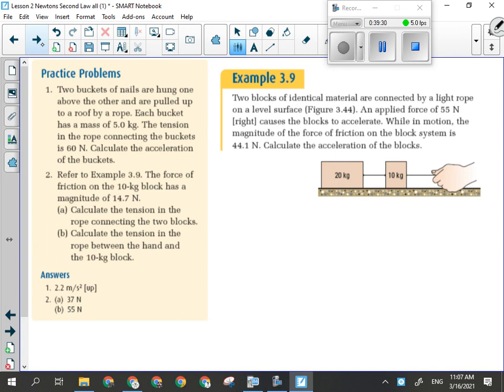So 10 kilogram block, magnitude of 14.7 newtons, okay? Is the friction that's acting on just the 10 kilogram block, okay? So what we're gonna have to do here is now break the system apart and deal with it individually, okay? Think about what forces are acting on the 10 kilogram block. Because they want you to calculate the tension in this cable right here, or that rope, okay?